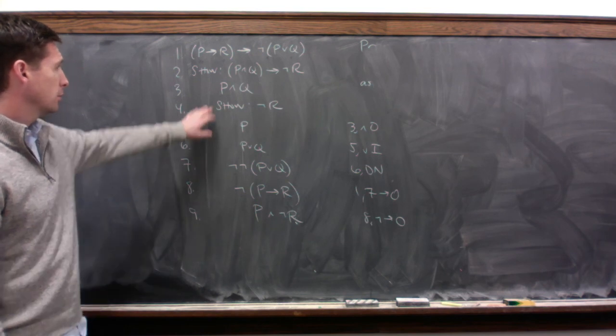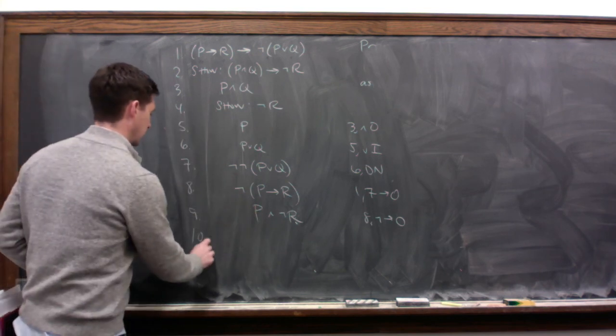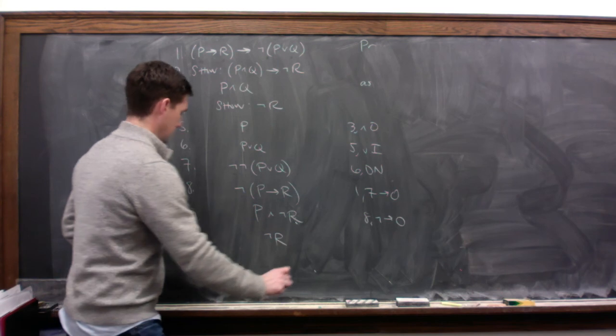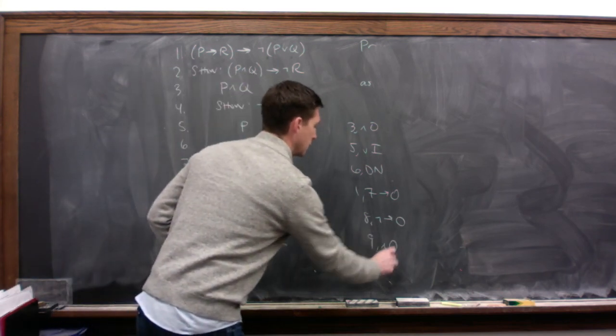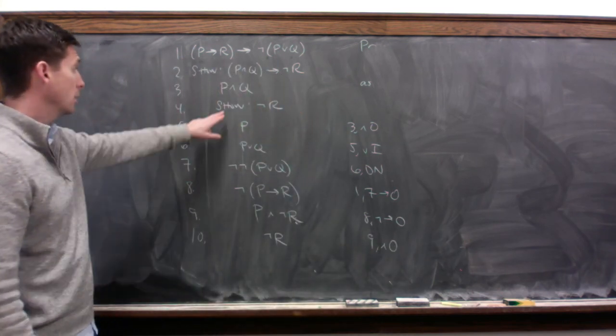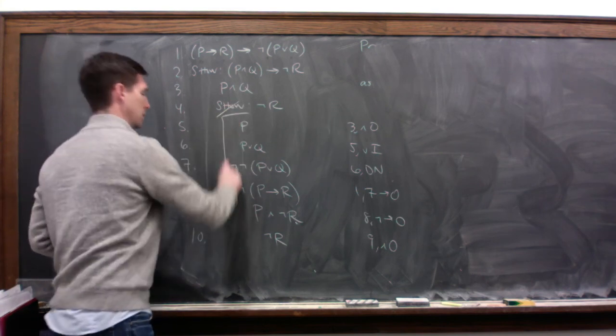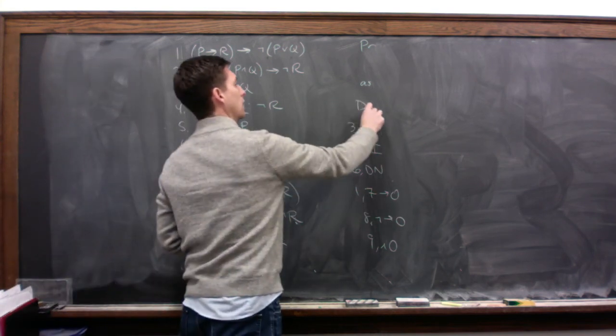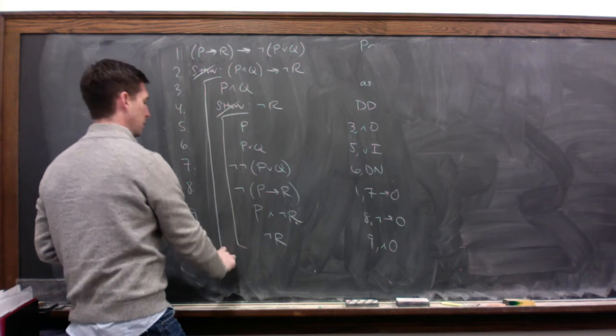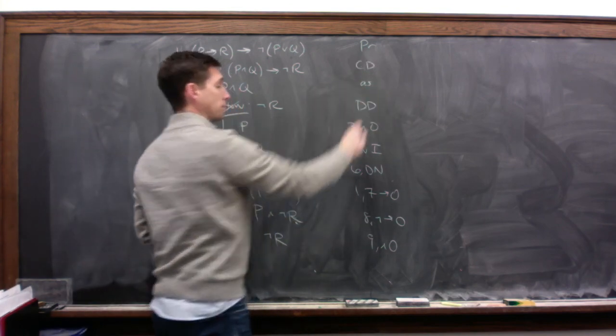And what were we trying to prove? Well, not R. And we've got it right there. We just have to get it by itself. That comes from line 9 by and out. And so we've directly derived not R, which means we've conditionally derived what we set out to show.